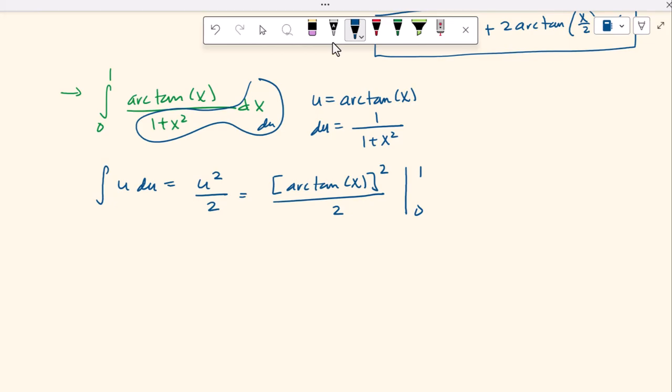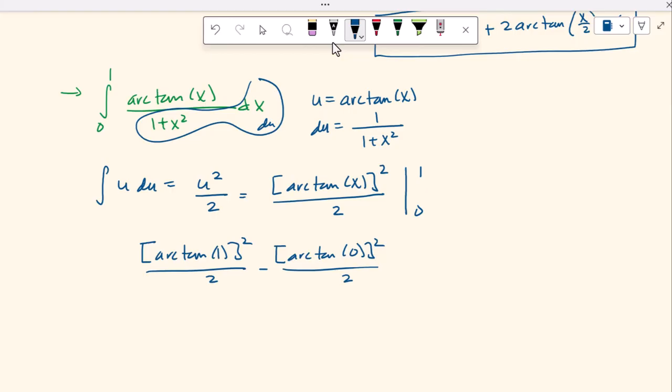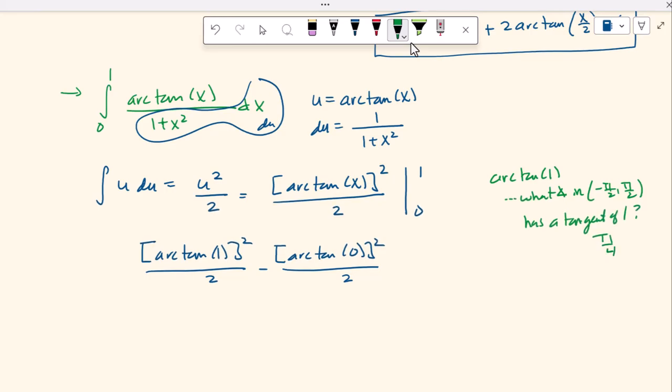So let's plug in that 1 first. That'll be arctan of 1 quantity squared over 2 minus arctan of 0 quantity squared over 2. Now remember, what does arctan of 1 mean? So we'll do that off to the side. So arctan of 1 means what angle in the interval negative to positive pi over 2 has a tangent of 1? And the answer to that is pi over 4.